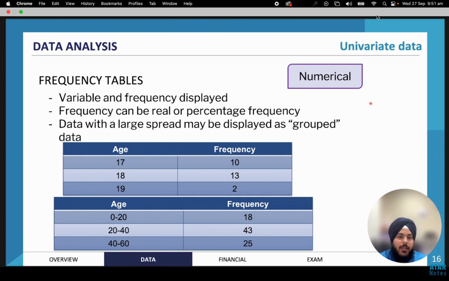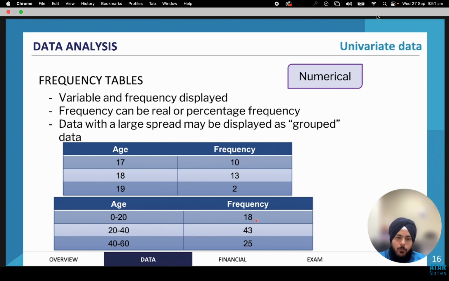So for example, if you're recording the age of everyone in a particular room, it could range anywhere from 10 to 100. We won't want 100 categories and reporting the frequency, because we might only have one person who's 26 years old, for example. So it's really pointless to record the frequencies of each age. Therefore, what we might do is group the data. As opposed to recording how many people are aged exactly 26, we might group the data from 0 to 20 years old, 20 to 40 years old, and 40 to 60 years old, and then record the frequency there.